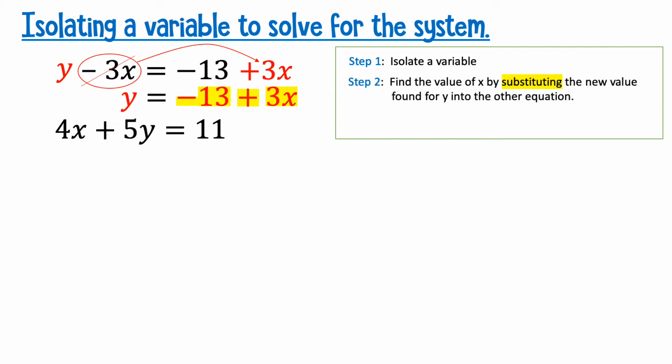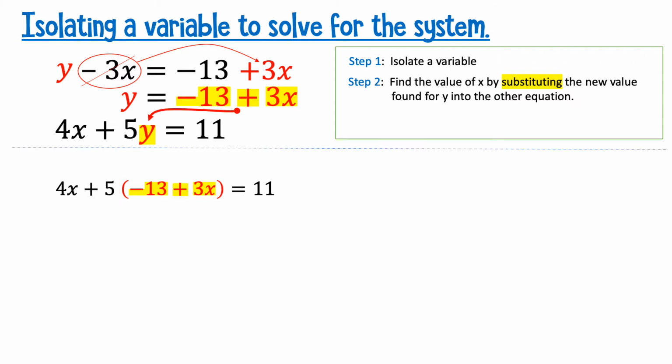Our next step is going to find the value of x by substituting the new value that we found for y into the other equation. The second equation, 4x plus 5y equals 11. We can only solve for one variable at a time, so we're going to substitute negative 13 plus 3x where we see y. When we do that, we have 4x plus 5 times parentheses negative 13 plus 3x equals 11.